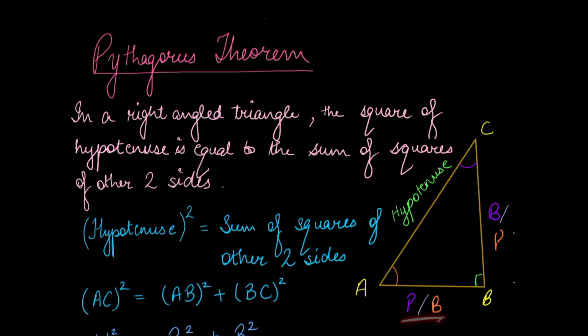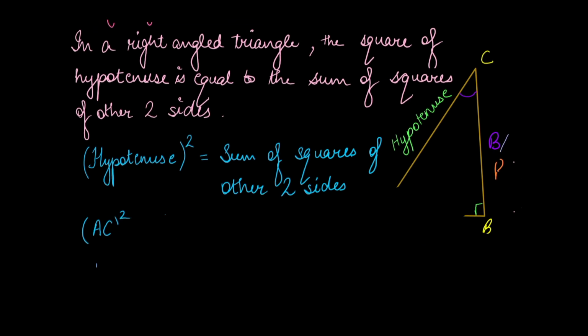Now here I have written P slash B and B slash P. What does it mean? It means if we take with respect to angle A, then AB is the base and BC is the perpendicular. But if we take with respect to angle C, then BC is the base and AB is the perpendicular.